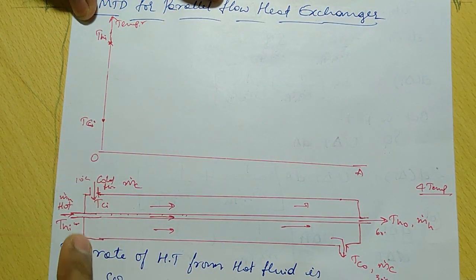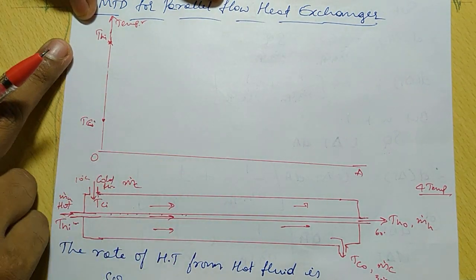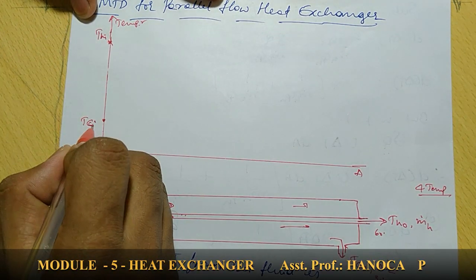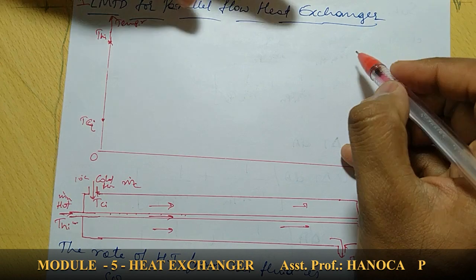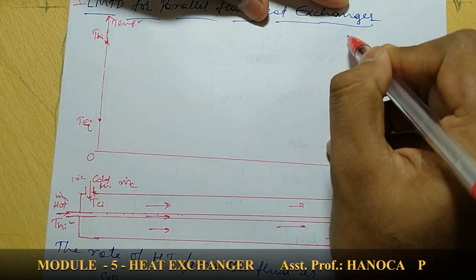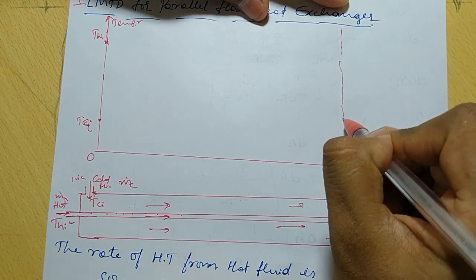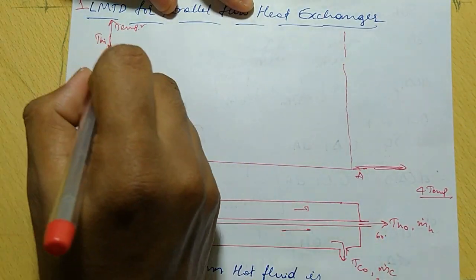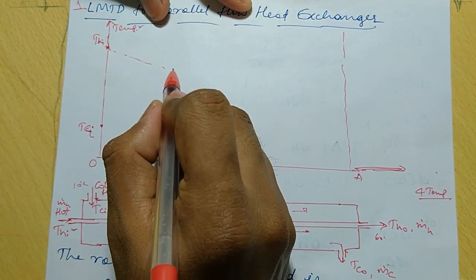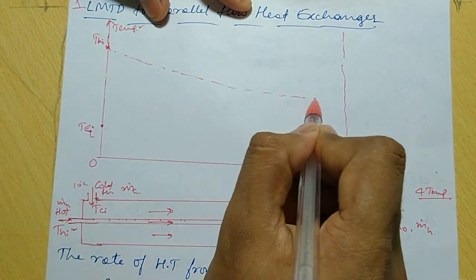At this section, both the fluids are entering. THI is entering at this section and TCI is also entering at this section. This is the exit. What about the hot fluid? At every section, the hot fluid temperature is going decreasing.